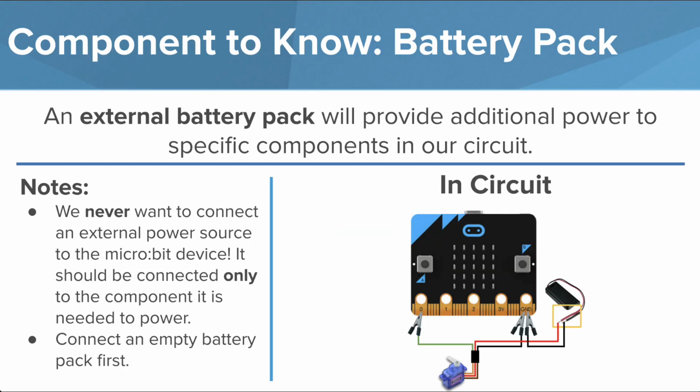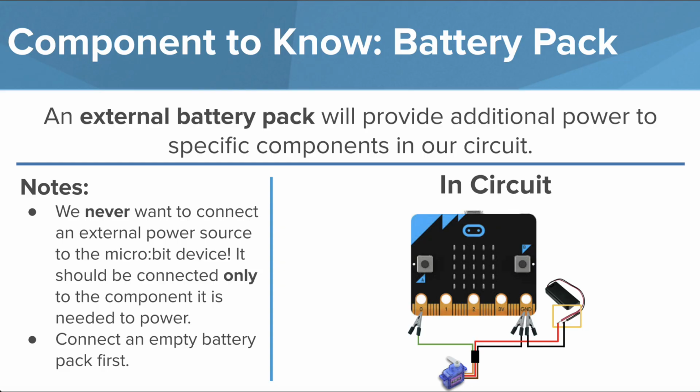An external battery pack will be used to provide additional power to specific components in our circuit. In this case, it will power a servo motor. We never want to connect an external power source to our microbit device. It will only connect to the component that it is powering. If it is incorrectly connected to the microbit, it can damage the device. To be sure that your circuit is correctly wired without doing any damage, it is a good idea to connect an empty battery pack first and have your teacher check your circuit before adding batteries.